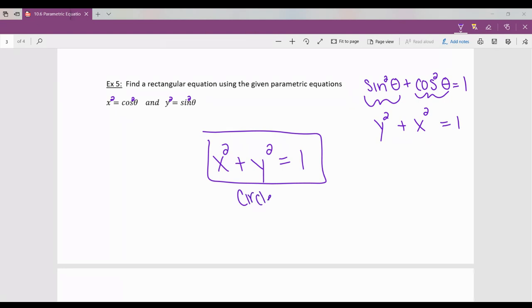Oh my goodness, the unit circle with a radius of 1, right? Oh, wow. It all comes full circle. Oh, math jokes. All right, so that is our equation.